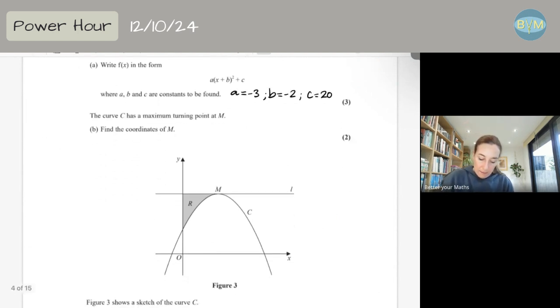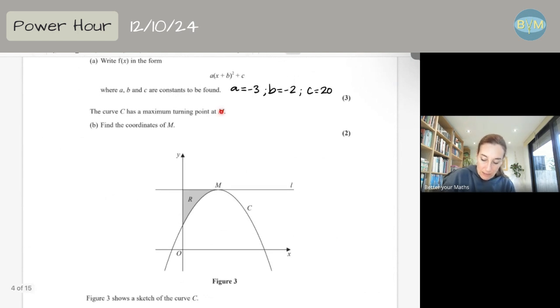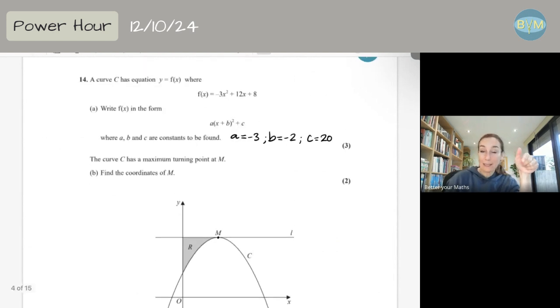Then the curve C has a maximum turning point at M. So this is this function and it has a maximum here. Find the coordinates of M. How am I going to find the coordinates of M? If you have a quadratic, probably your first intention would be to differentiate and make that equal to 0. But if you have made the effort to write it completing the square, we have the maximum.